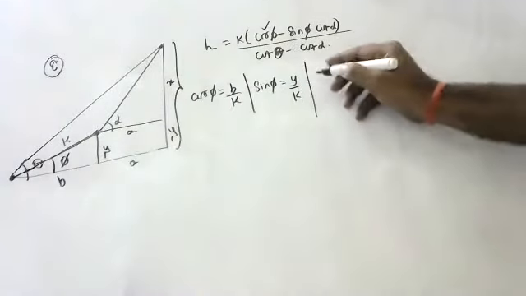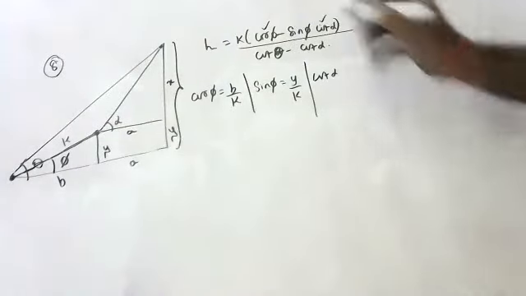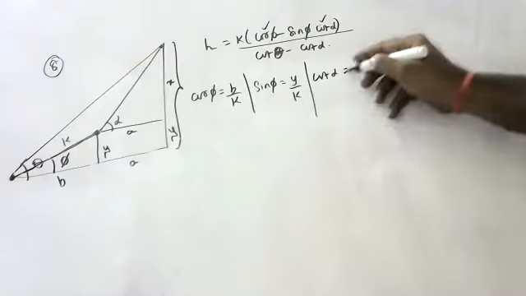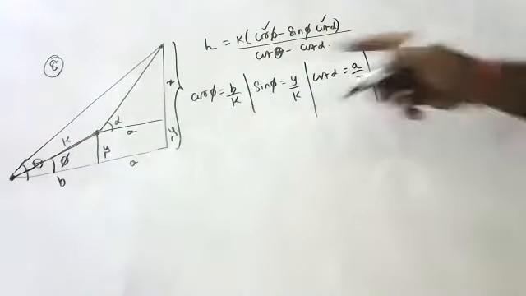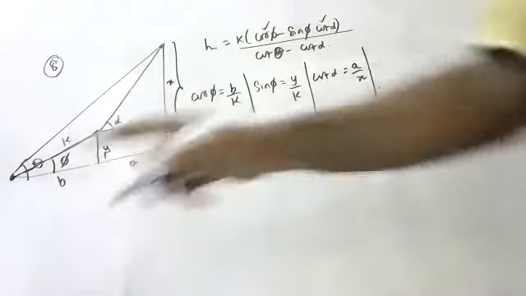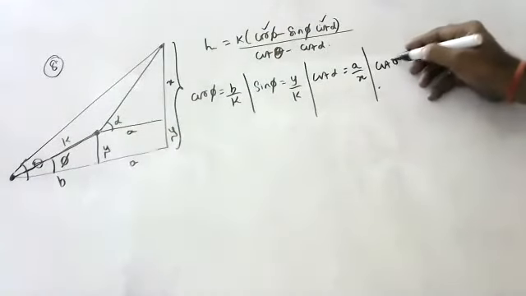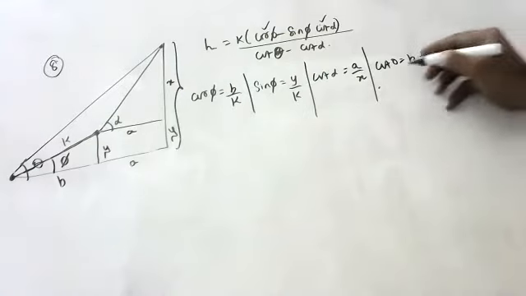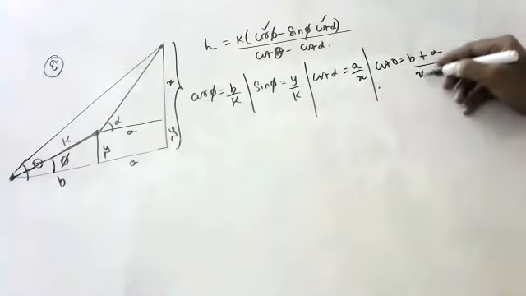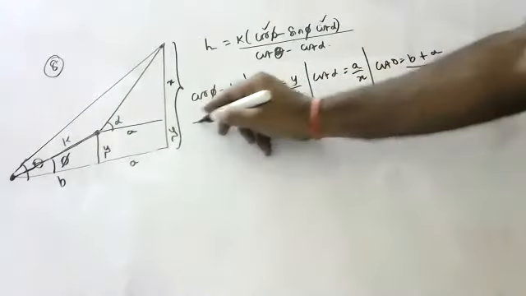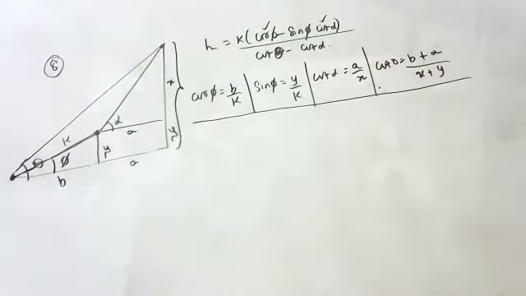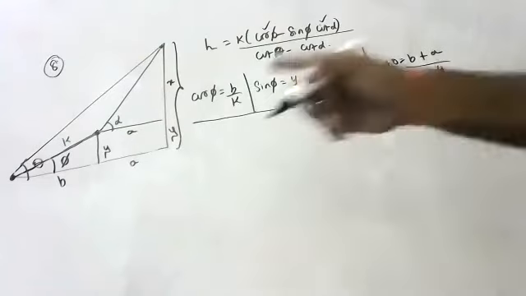Can anyone help me with cot alpha? According to the question, cot alpha is a by x. Can anyone help me with cot theta? Full line: b plus a by x plus y. That is, b plus a adjacent by opposite, plus y. That's it, children. If you are in a position to write this, you will get everything.